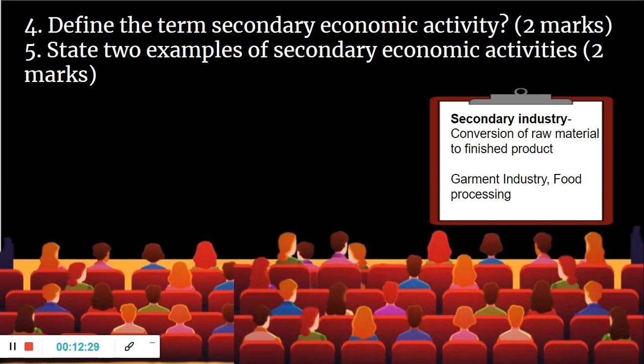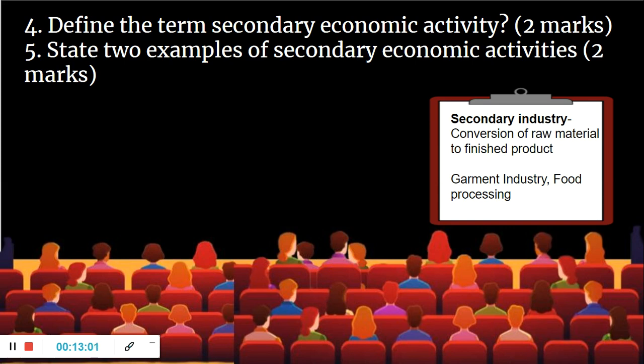All right. So the next question says define the term secondary economic activity. All right, and that's for 2 marks. So again, we're just giving the meaning of the term. So secondary economic activity or secondary industry is the industry in which raw materials are converted to a finished product, simply put.